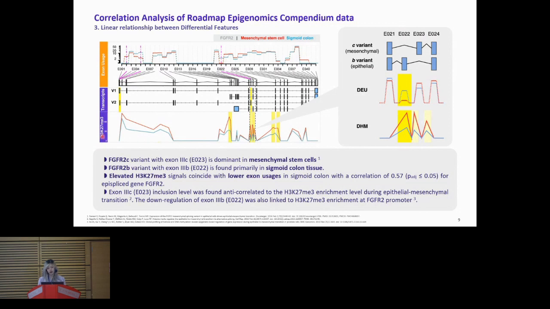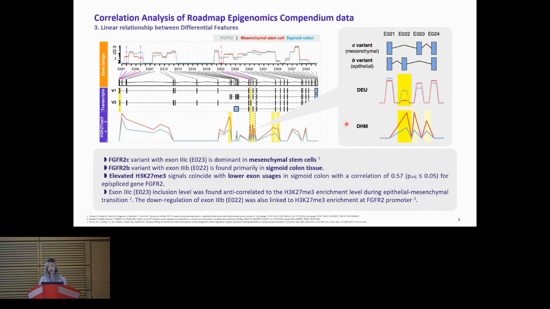and then the enrichment of H3K27M3. From this exon usage analysis, we found that there's actually a DEU event in exon number 22, which tells us that sigmoid colon actually contains more of the B variants and mesenchymal stem cells contain more of the C variants. So that actually checks out with the theory that we had before. So that's good.